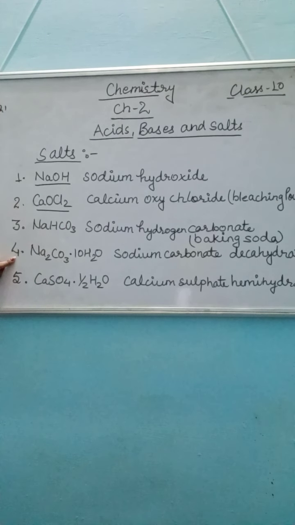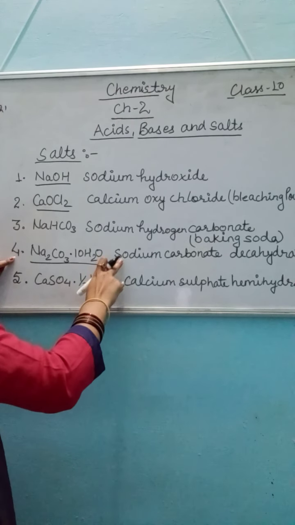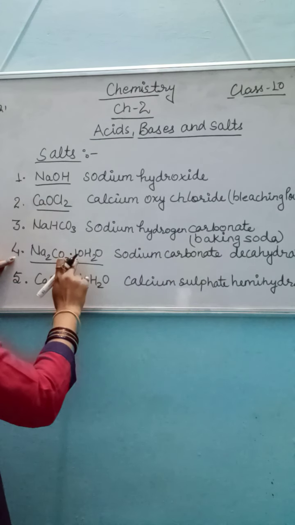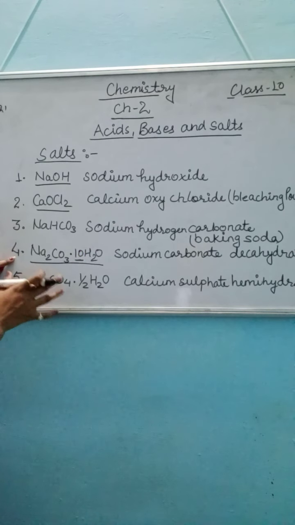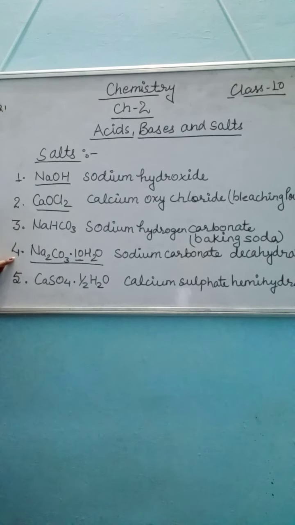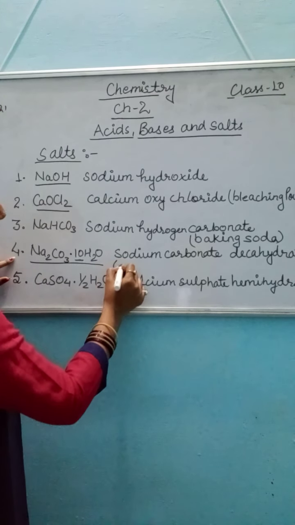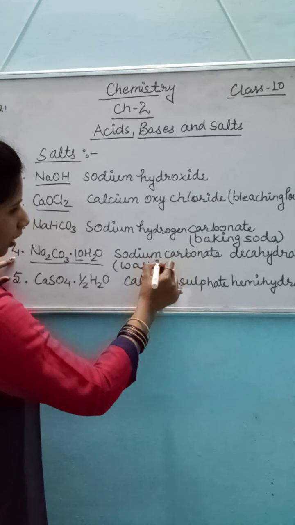Now the next salt is sodium carbonate decahydrate, Na2CO3.10H2O. Deca means 10 and hydrate means water. It means in this salt 10 molecules of water are there, that's why it is decahydrate. The common name of this salt is washing soda.